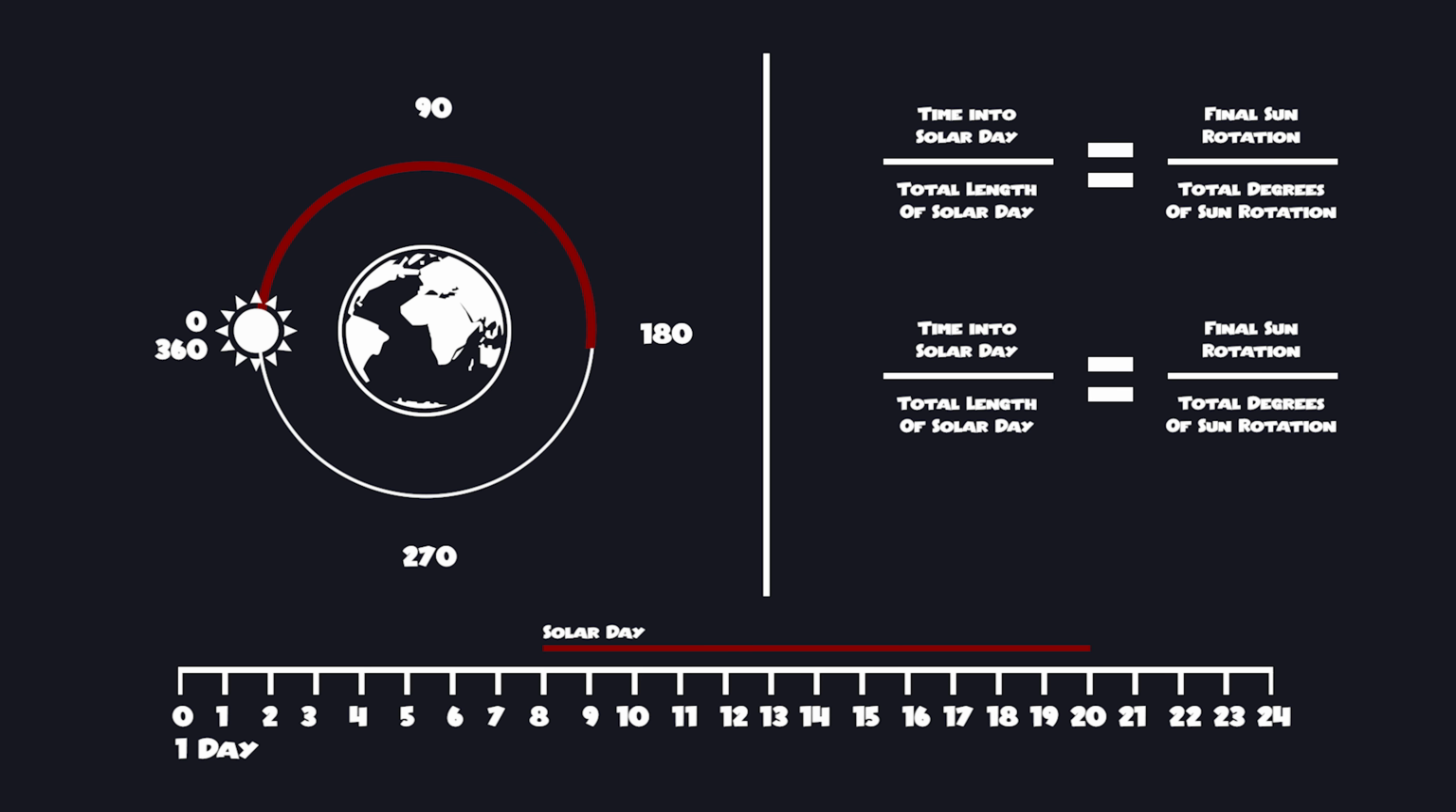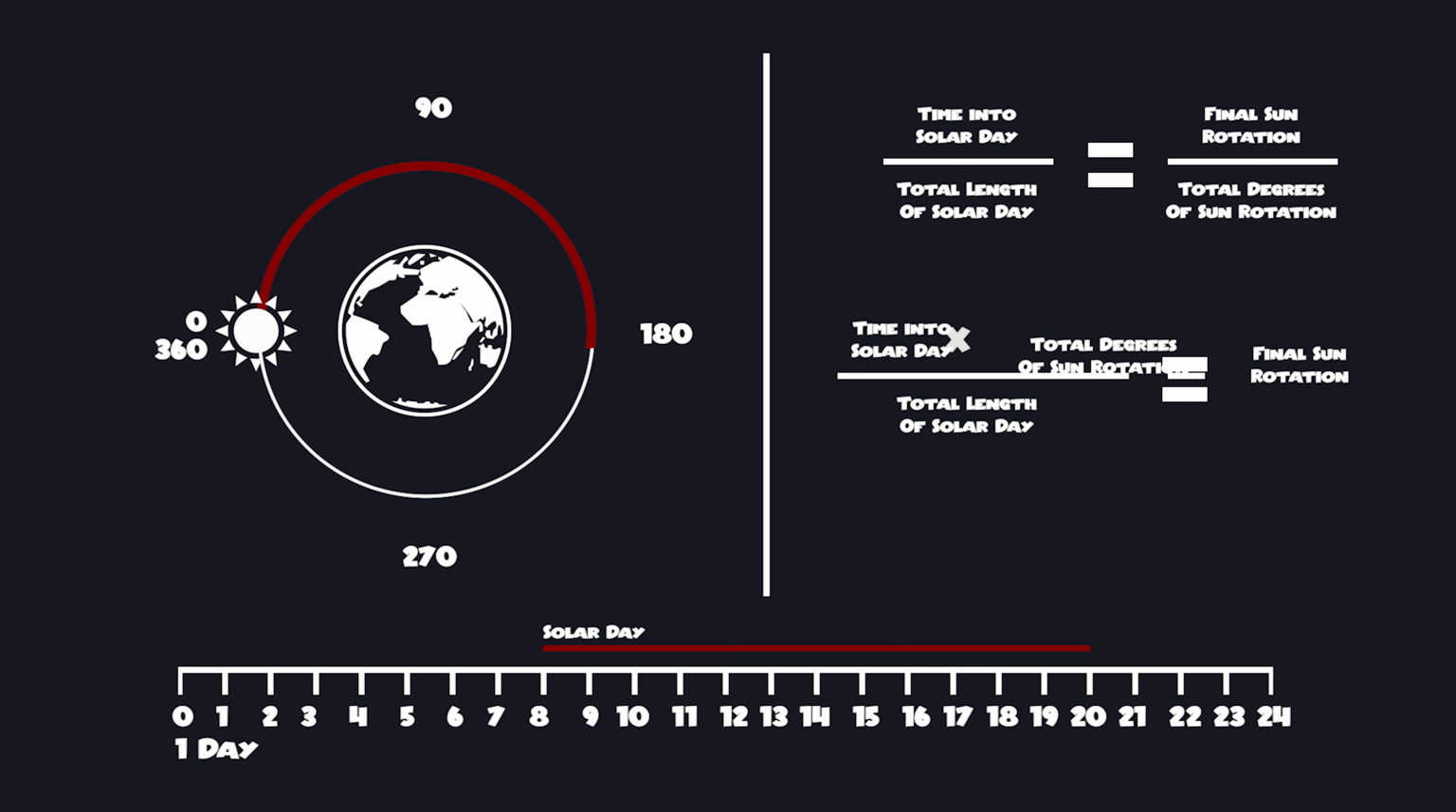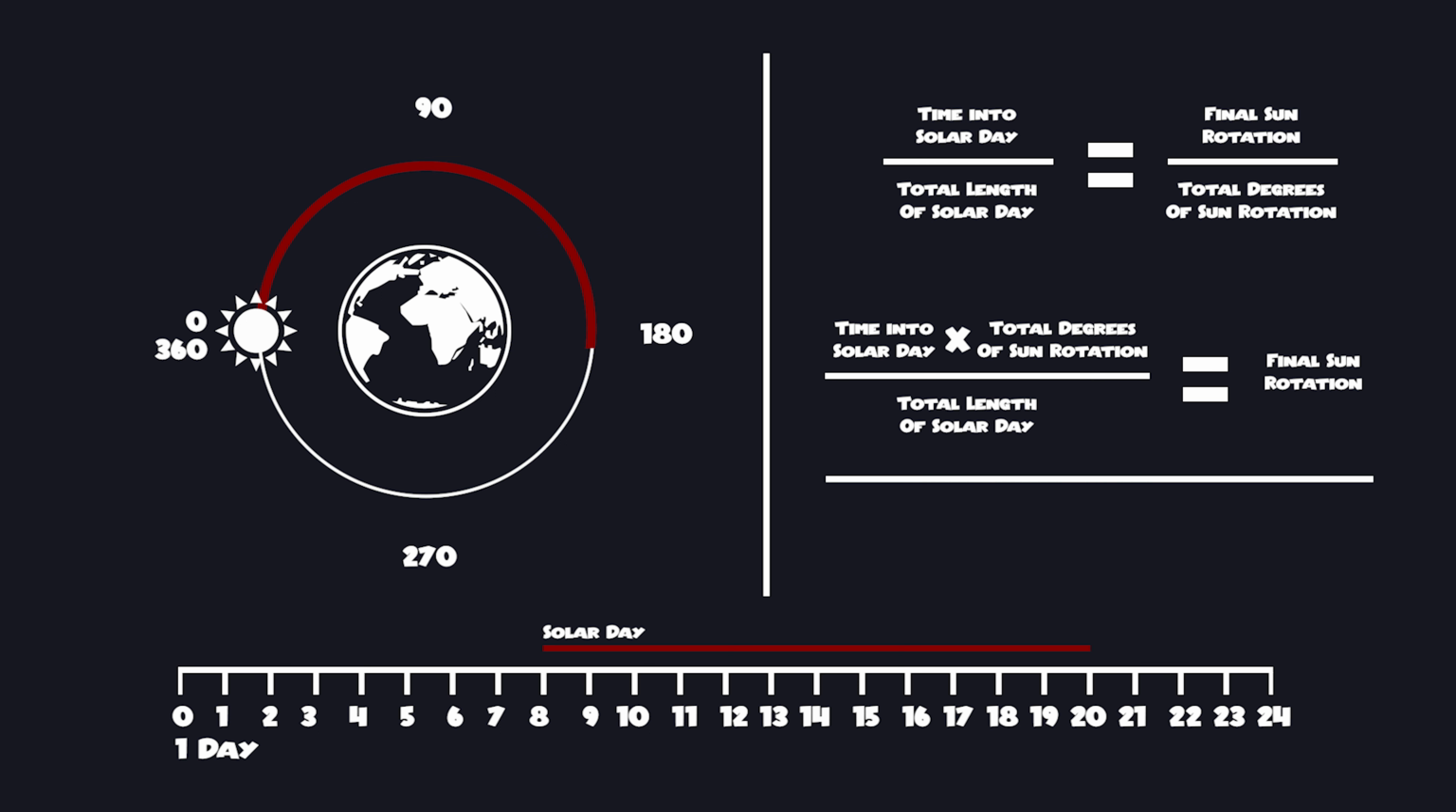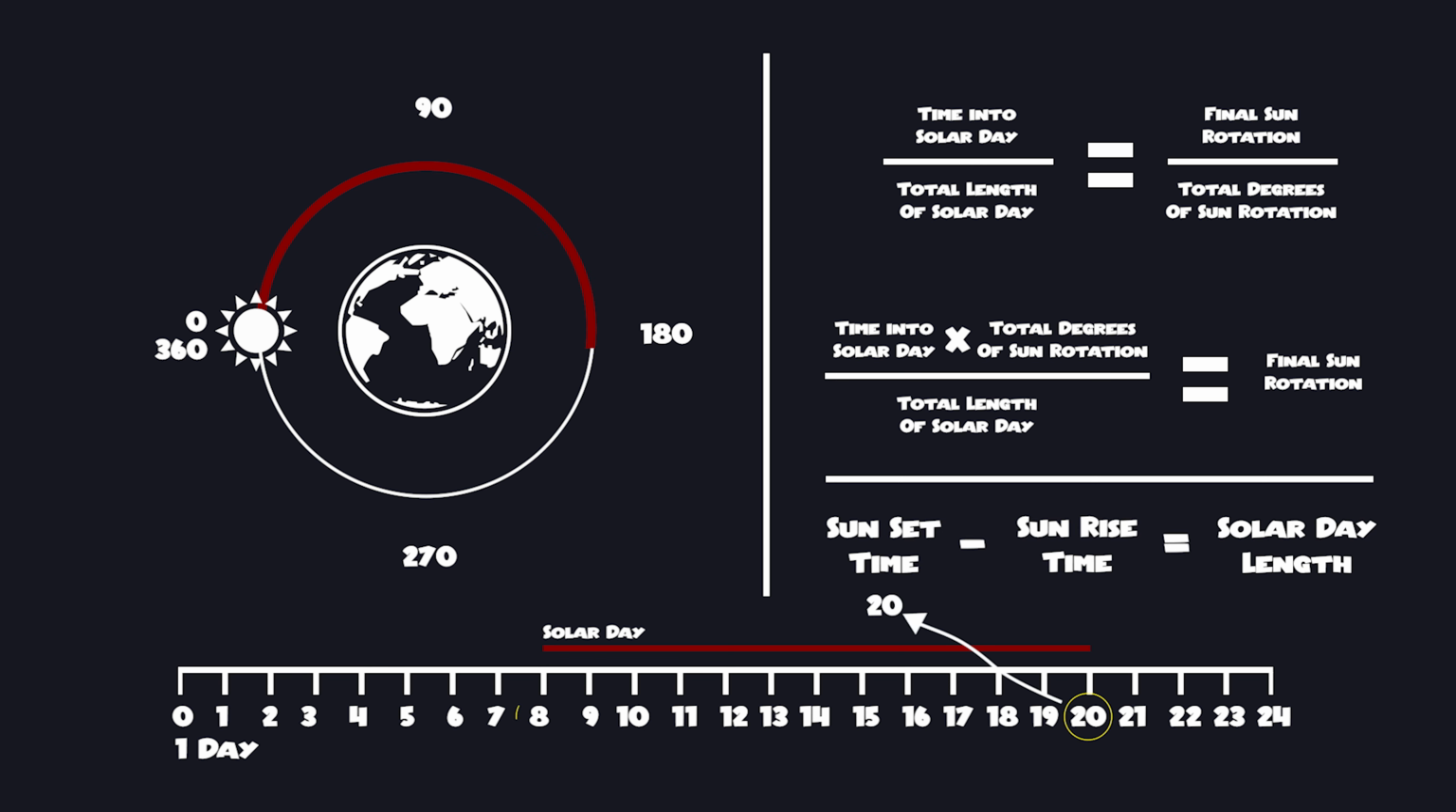Thanks to my grade 7 math teacher, that's super easy. We just do time into our solar day times our total desired degrees of movement divided by our solar day total length, which will give us our percentage of sun movement where we want our sun to be located. And as long as the current time is within our solar day window, then it's easy to calculate some of these missing variables. And we can calculate how long our sun should be visible in the sky by taking the sunset time and subtracting the sunrise time.